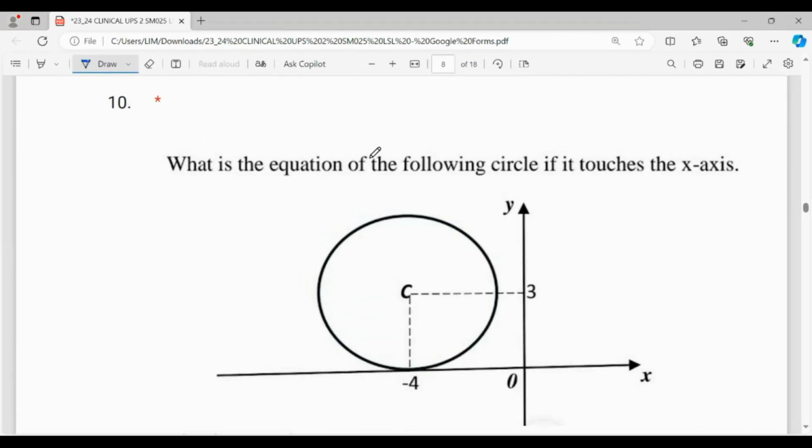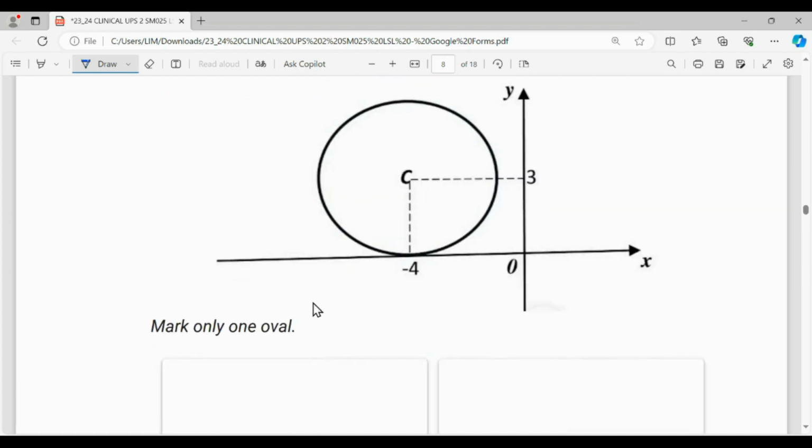Then what is the equation of the circle if it touches the x-axis? So we can see when you want the equation of the circle, you need the center and radius. So the center, obviously we can see from the coordinate here is -4 and 3. So what is the radius here?